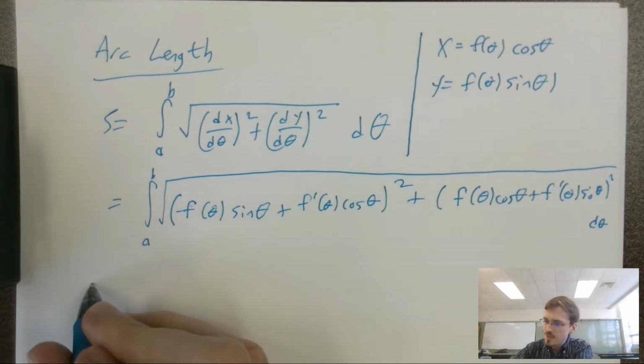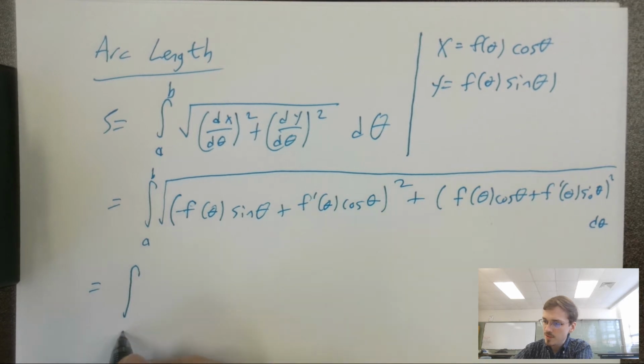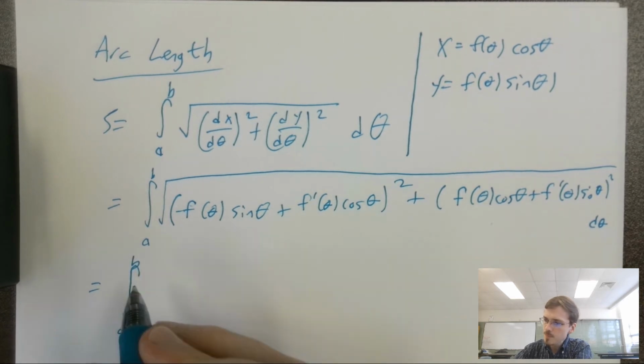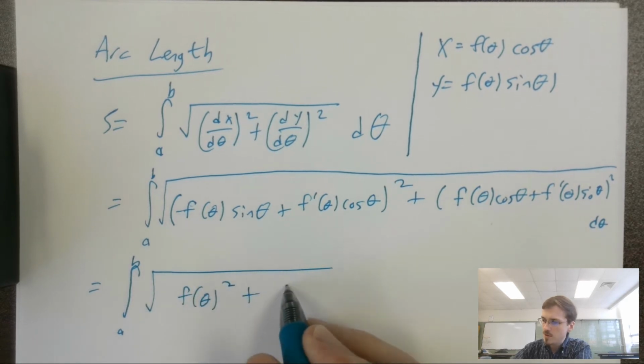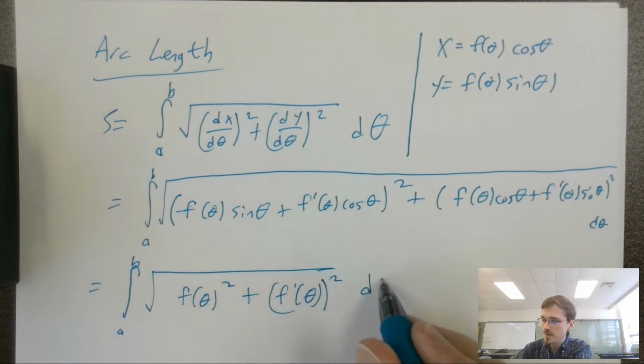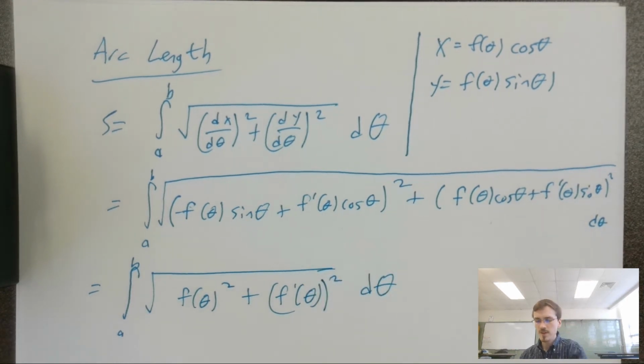So we hopefully see that we have the integral from a to b of the square root of f of theta squared plus f prime of theta squared d theta. And that's super nice. Maybe there's a happy face.